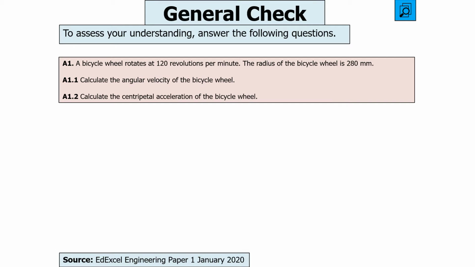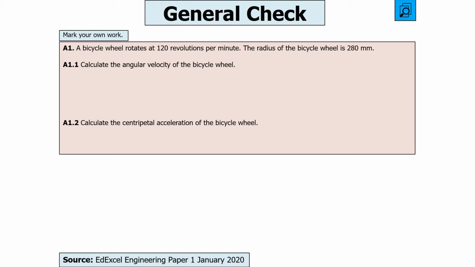The next question says, a bicycle wheel rotates at 120 revolutions per minute. The radius of the bicycle wheel is 280 millimeters. Firstly, calculate the angular velocity of the bicycle wheel. Secondly, calculate the centripetal acceleration of the bicycle wheel. So pause the video now, then unpause the video when you want to go through your answer.